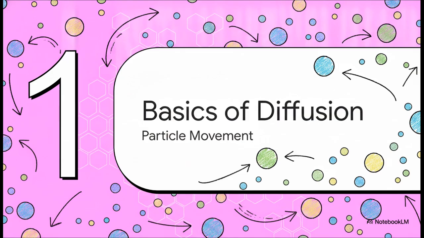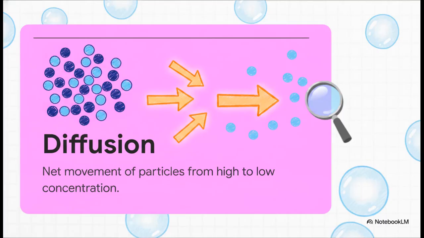Let's kick things off with section 1, the hidden world of diffusion, the basics of particle movement. Here is the fundamental definition you absolutely need to lock in. Diffusion is the net movement of particles from an area of high concentration to an area of low concentration. See those densely packed particles on one side? Now follow those glowing vector arrows. That right there is your net directional flow. It shows the particles passively spreading out into that empty space, the area of low concentration.